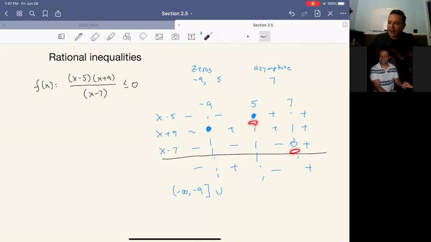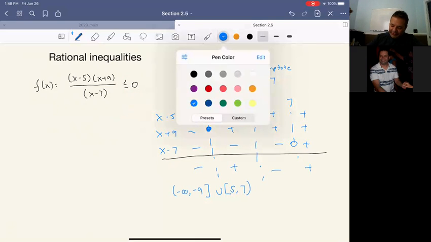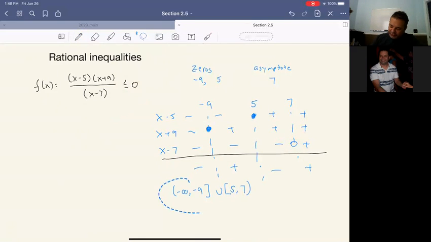Do we include the 5? We do include the 5. How about the 7? You think we include the 7? I mean, it is less than or equal to, but remember, we cannot include the 7 here because it's not in the domain of the expression. So we always have to throw out that 7, no matter what. Okay? So this is the answer to this problem.